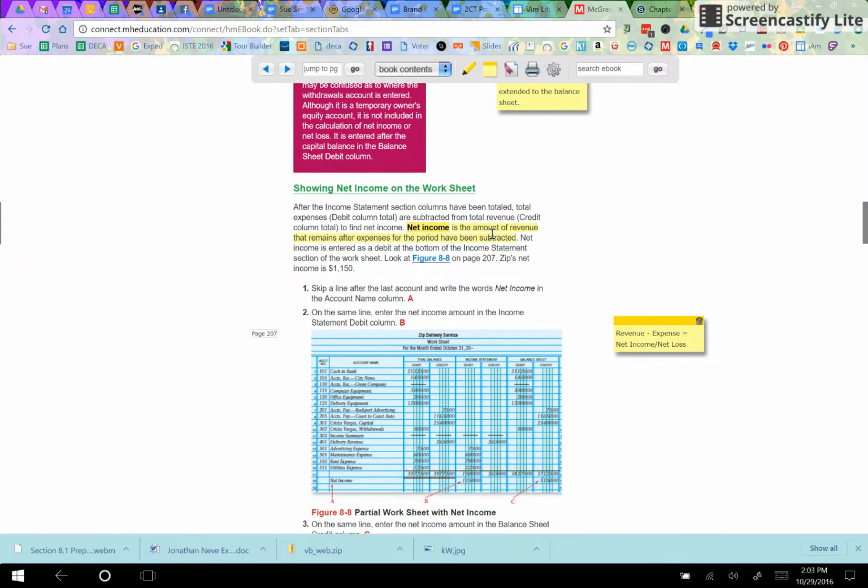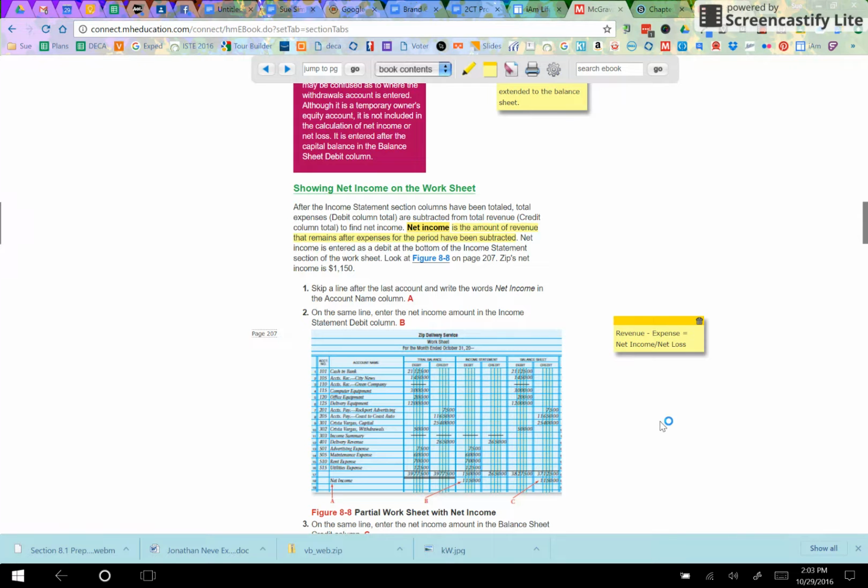So we are going to calculate if we had a net income or a net loss. That calculation is always revenue minus expenses. If we have more revenue than we have expenses, we have a net income. And if we have the reverse, if we have more expenses than we have revenue, we have a net loss. And so we're going to calculate that for the very first time from the worksheet.